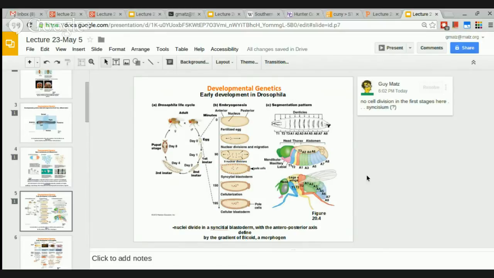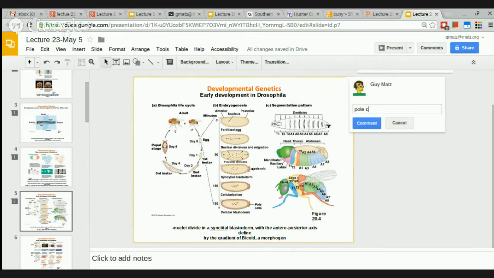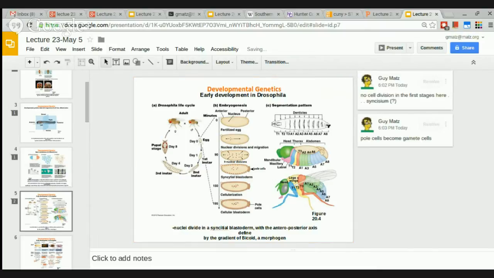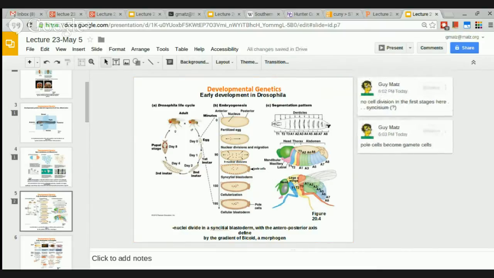I spoke about these cells before, if you remember, when I talked about P elements and production of transgenes. And these are the cells in which you inject transposase on the P element. And these are the cells that actually can undergo transposition.